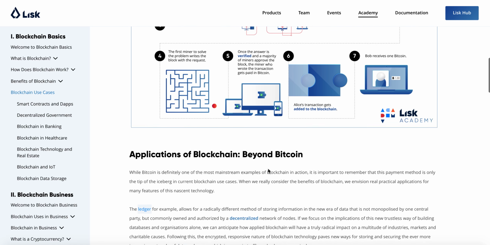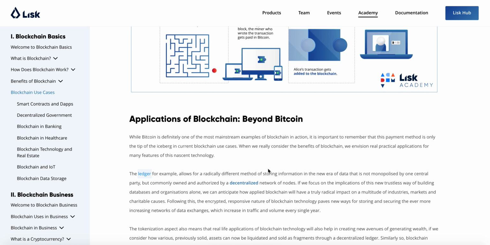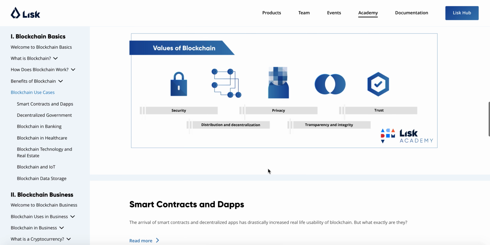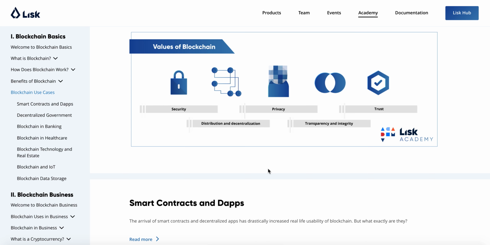And with that, we're going to get down and talk about the different applications that go beyond Bitcoin and the decentralized networks that different use cases can solve. And our first episode on this particular section is going to be on smart contracts.